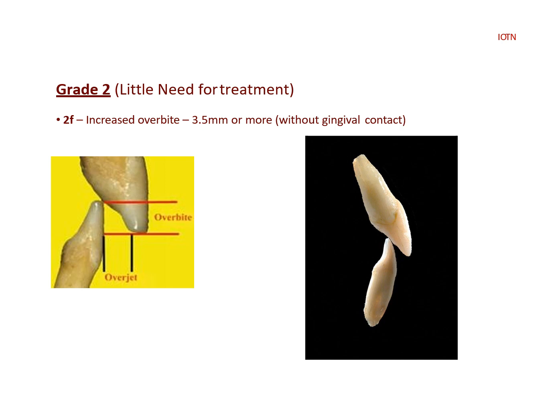Next is 2F, that means increased overbite of about 3 mm or 3.5 mm or more, without any gingival contact. When I say increased overbite, we are talking about deep bite. I think by now you are very familiar with overbite and overjet.